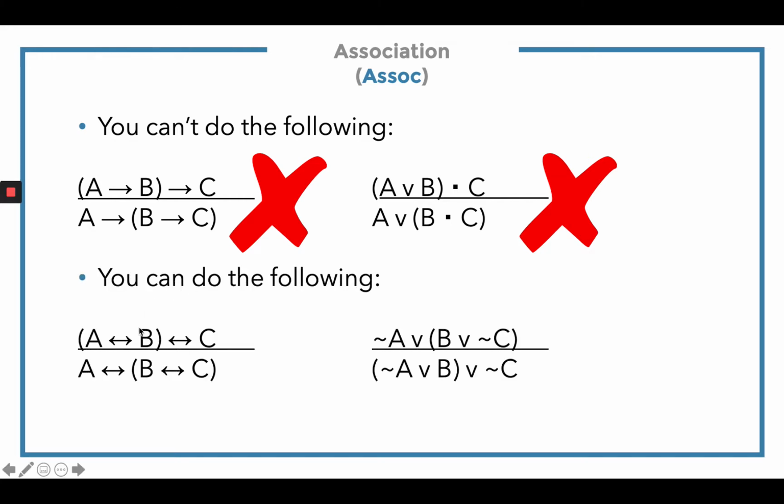You can do these. So if you have the double-headed arrow, then you can shift the parentheses on that. And if you have tildes interspersed in here, that doesn't matter. What matters is that you have or as the main operator outside the parentheses, or as the main operator inside. That same connective there, then you can shift the parentheses as long as it's not an arrow, right? Okay.